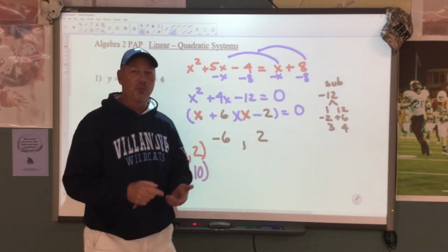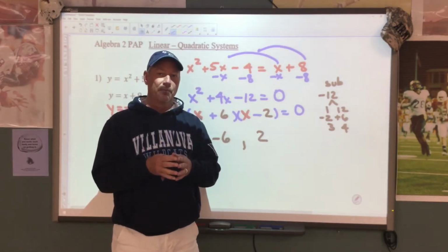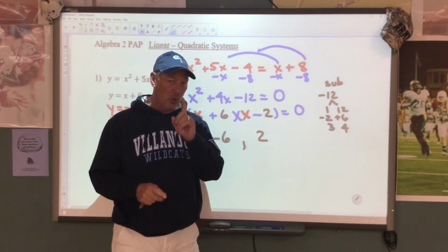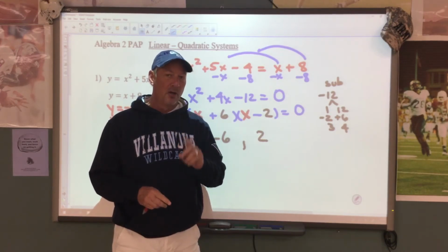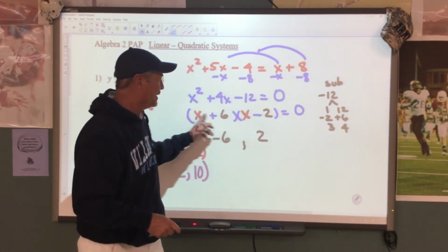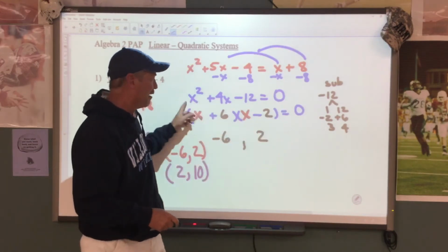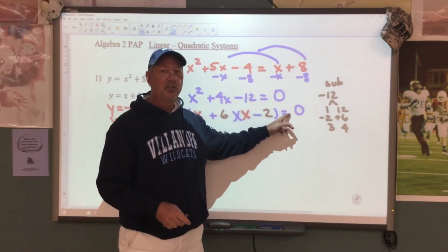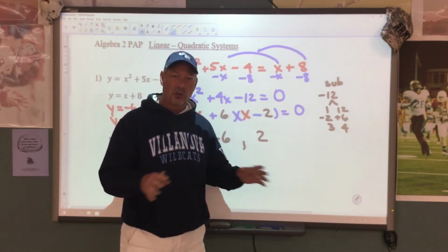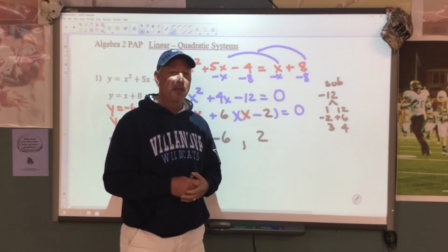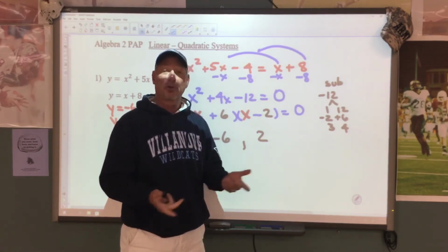Now it is possible to get 2 ordered pairs. It is possible to get only 1 ordered pair, or if this is not factorable, if you cannot factor this, then you would tell me no solution. Okay? Not possible. Let's try another problem.